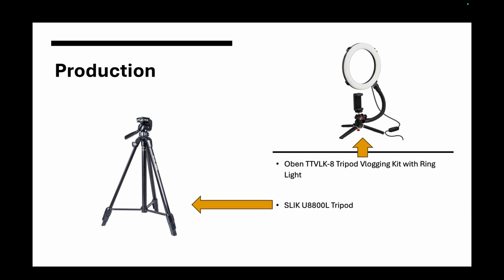Similarly, the Slick tripod functions very much the same as the tripod in the vlogging kit, but with two key differences. The Slick tripod does not come with a ring light, and it is significantly larger than the open tripod.